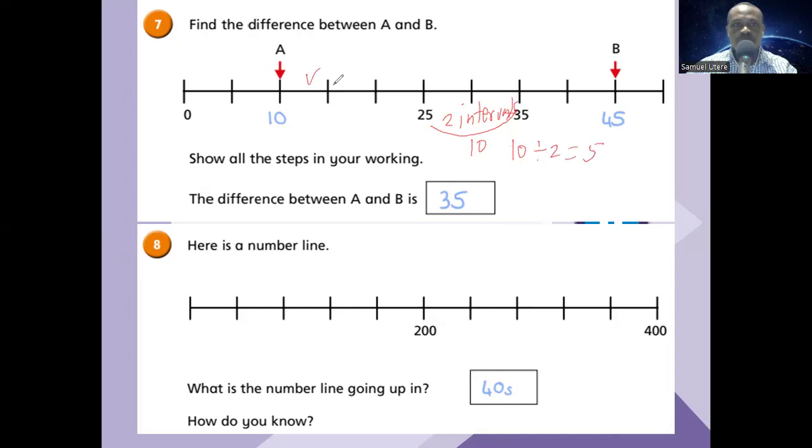Now we have 1, 2, 3, 4, 5, 6, 7. We have 7 intervals between A and B, which is actually the difference between A and B. So we can do 7 times 5 to give us the difference between A and B.